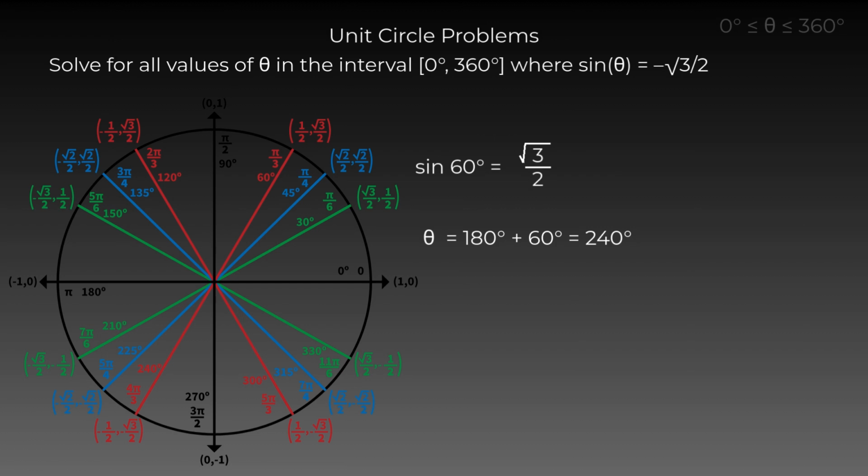In quadrant 4, angles are measured from 360 degrees going backward. So, we subtract the reference angle from 360 degrees. Theta equals 360 degrees minus 60 degrees, which is 300 degrees. Final answer. Theta equals 240 degrees and 300 degrees.